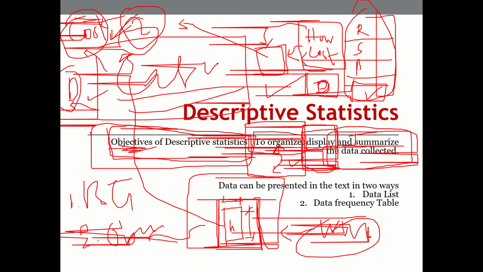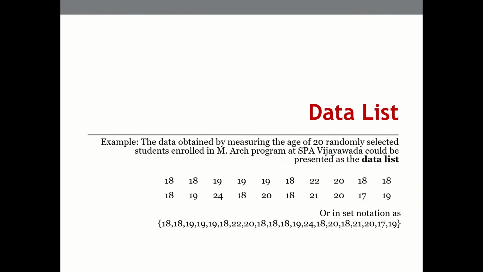Okay, so these three components are part and parcel of descriptive statistics, and that's how we describe a case based on this approach. Data can be presented in two ways: it can be listed, or it can be put in a frequency table. Last time we started briefly discussing this, and we will continue to do so now.